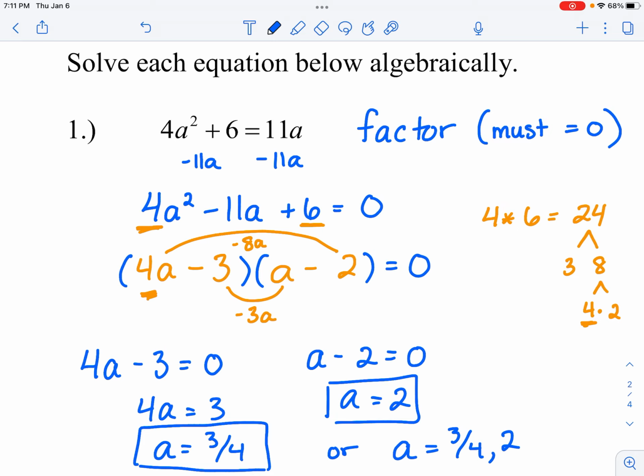So there's a solve by factoring. In order to solve by factoring, it must be standard form equal to 0. Okay, so there's a factor. Now let's slide over to problem number 2.